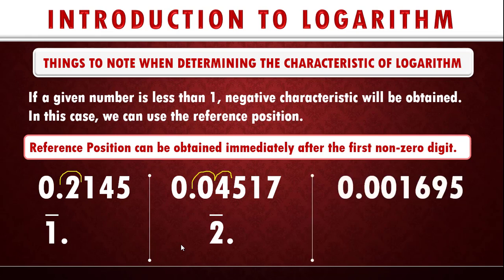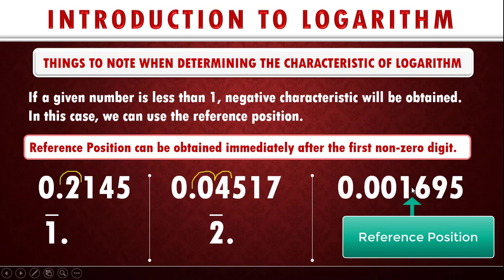You're given 0.001695 to determine the logarithm. In this scenario, ask yourself the question: is this number greater than 1 or less than 1? If you look at this number, 0.00, that's an indication that the number is less than 1. In such a scenario, all you need to do is to make use of your reference position. How do you locate your reference position? The first non-zero digit. So where's the first non-zero digit here? The first non-zero digit is this 1. So our reference position will be immediately after the 1, in between 1 and 6.